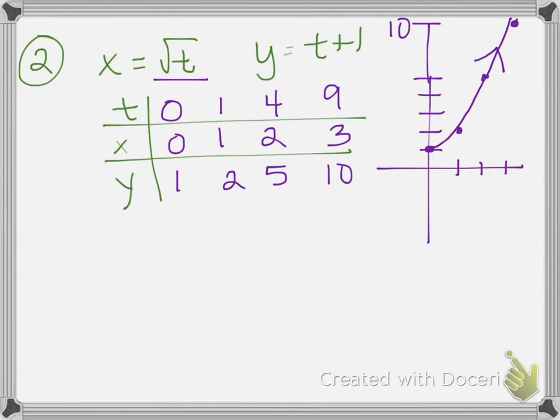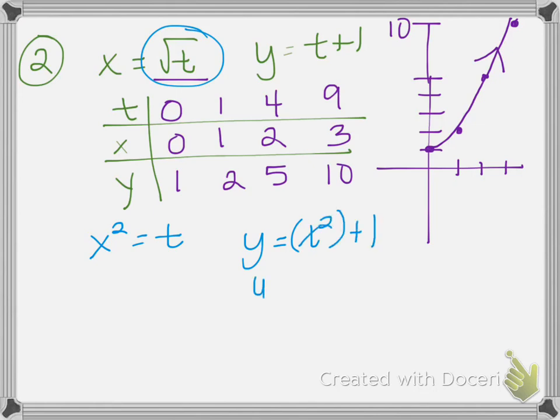To solve for the equation here, it's pretty easy because this one is already solved for x equals. So I just plug that. Well, I have to solve it completely, but square both sides. And then I'm going to plug the x squared in for t into the y equation. You get y equals x squared plus 1.